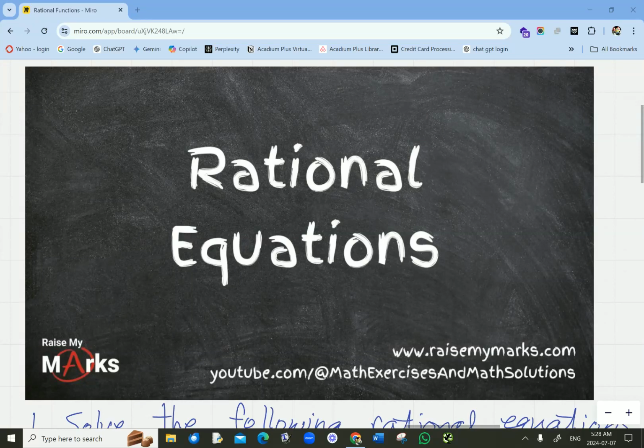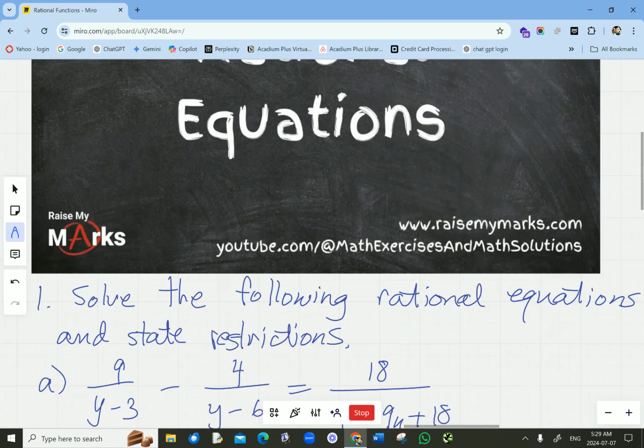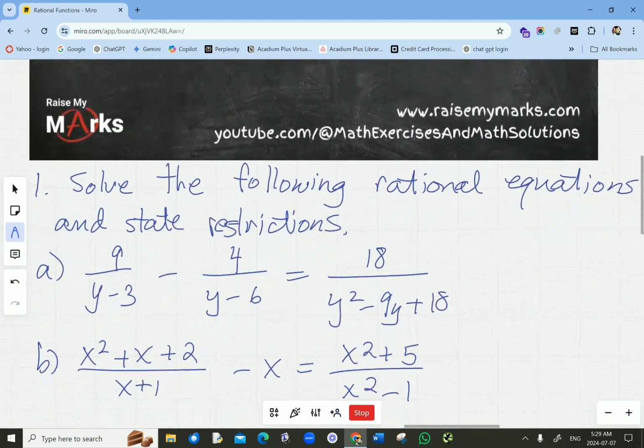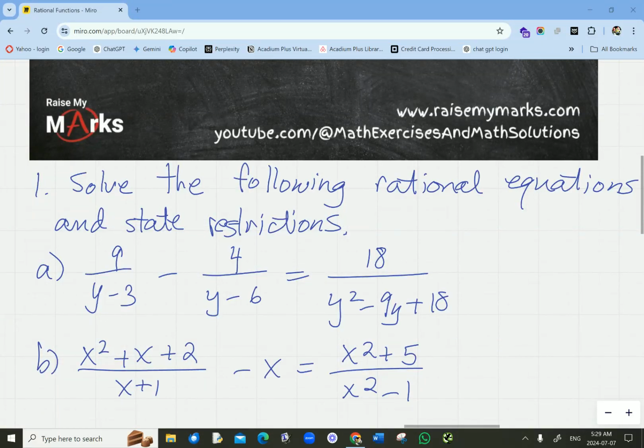So today we're going to look at rational equations and we're going to try and solve them. So let's see what we have. We're asked to solve the following rational equations. All right, so the first thing is, what is a rational equation?